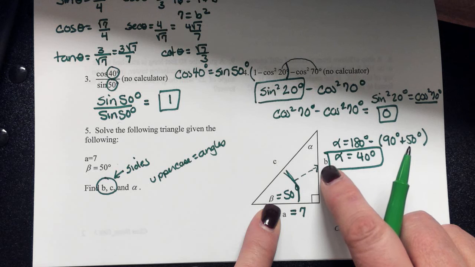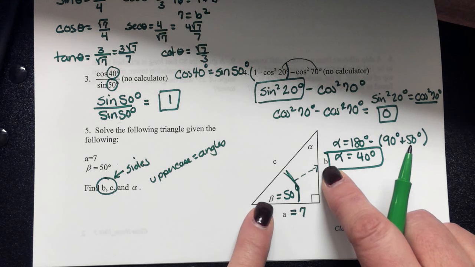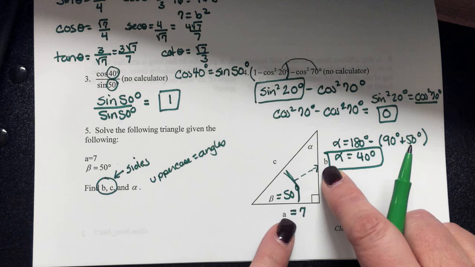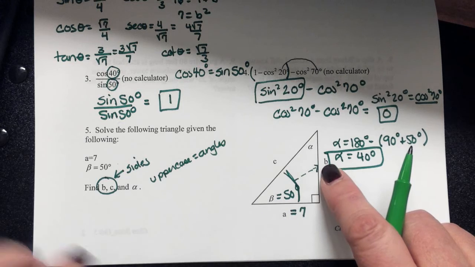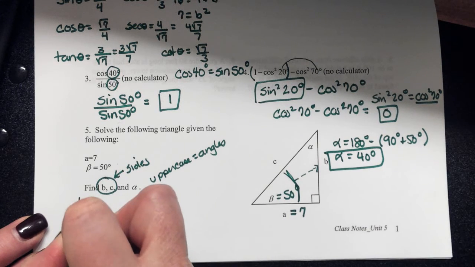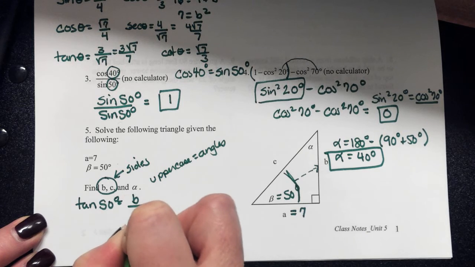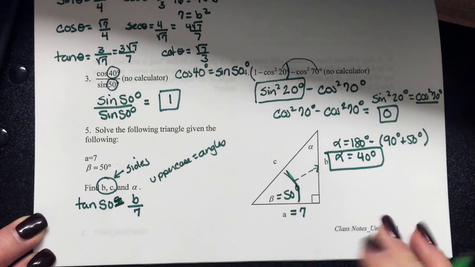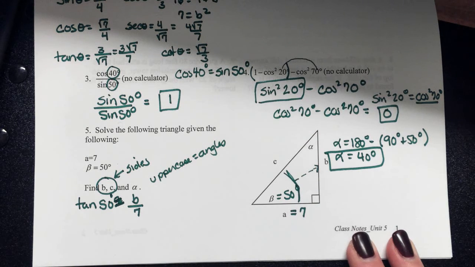Do you agree with that? So I only know one other side, which is side A. In relationship to angle B, is this the adjacent or is this the hypotenuse? Adjacent. So what trig ratio involves opposite and adjacent from your SOHCAHTOA? Tangent. So I can set up my tangent as an equation. So the tangent of 50 degrees is equal to B over 7. And I want to solve for side B.